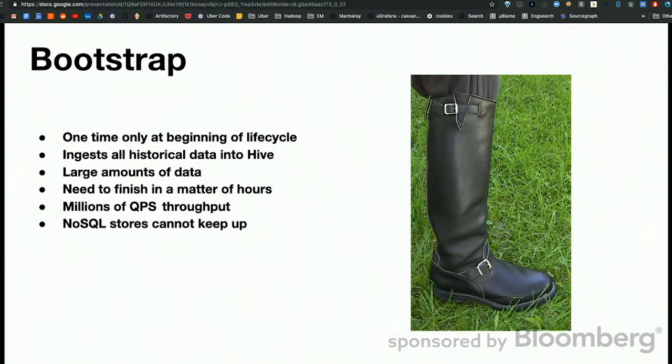Otherwise, we're going to have a lot of problems with latency and freshness of data, and a lot of the data scientists and analysts will start complaining. And so from that perspective, if you think about ingesting all this data in a matter of hours, the QPS throughput is actually in the millions. Now, if you think about it from a NoSQL store perspective, there's no NoSQL store that can really handle millions of writes per second, right? And so that's our first example.